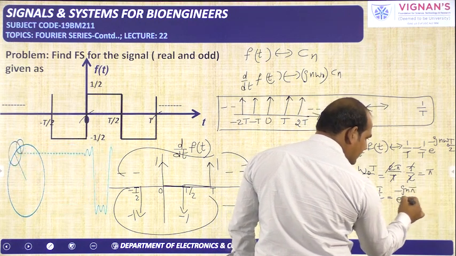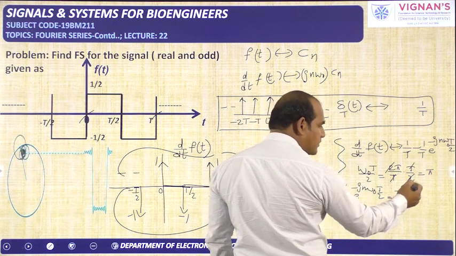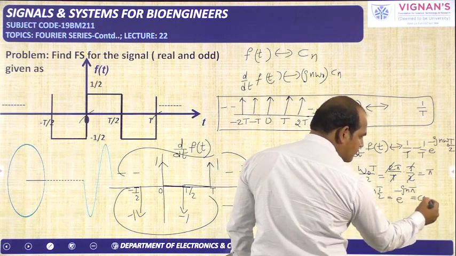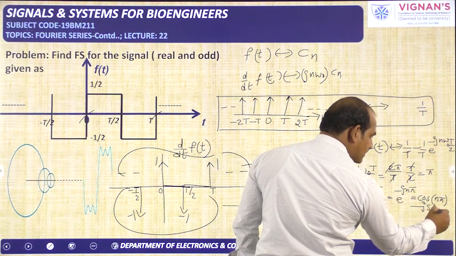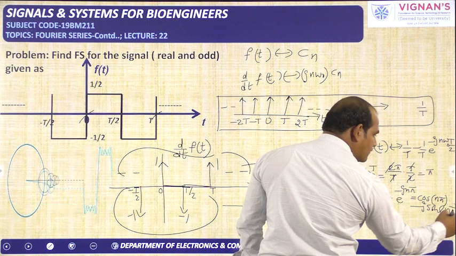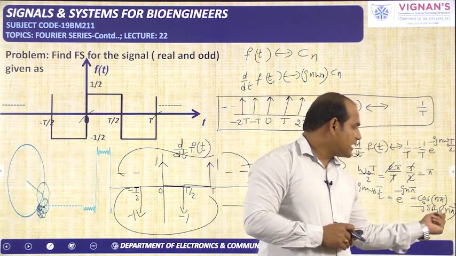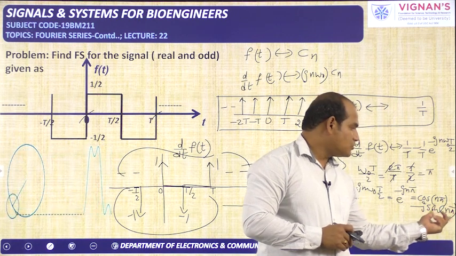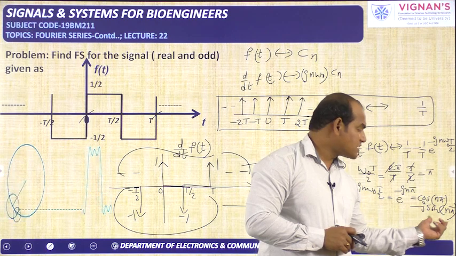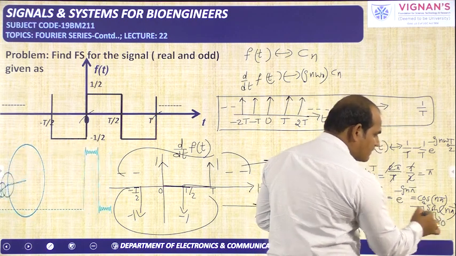So it is in the form of e power minus j theta, that is cos theta minus j sin theta. So cos n pi minus j sin n pi. For whatever the value of n, this sin n pi is equal to 0. Take n equal to 1: sin pi is 0. For n equal to 2, sin 2 pi is 0. Sin 3 pi is 0. Sin 4 pi is 0. So anyway, this sin term will vanish.